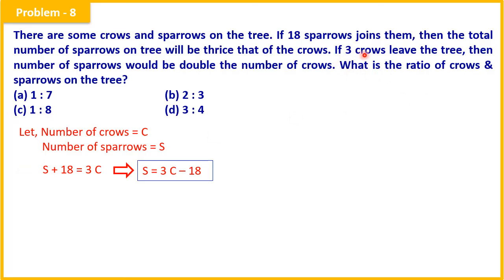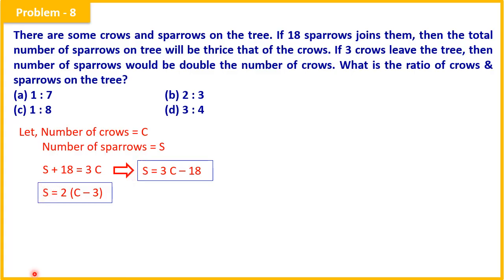Okay. How we can build the second equation? यहाँ बोला है, if 3 crows leave the tree, then the number of sparrows would be double the number of crows. So number of sparrows is twice C minus 3. This is your second equation, because 3 crows are leaving the tree. तो C के काउंट में से 3 कम कर देंगे अपन, C minus 3. उससे क्या हो जाएगा? Number of sparrows are now double the number of crows. So hence I have written S is equal to 2 times of C minus 3. Now what we see in both the equation, the left hand side is same, S, and here also S.